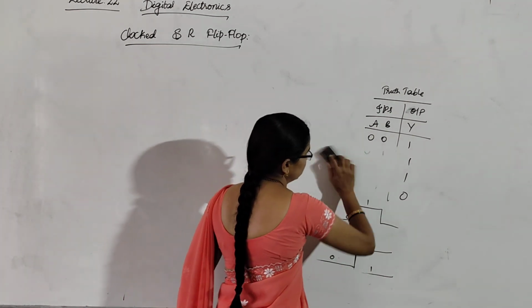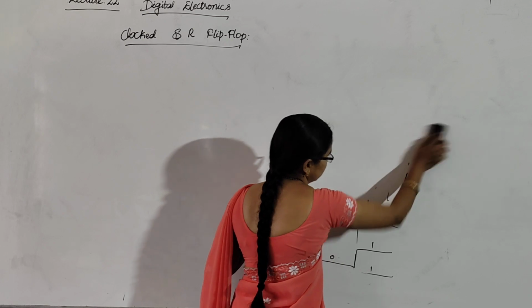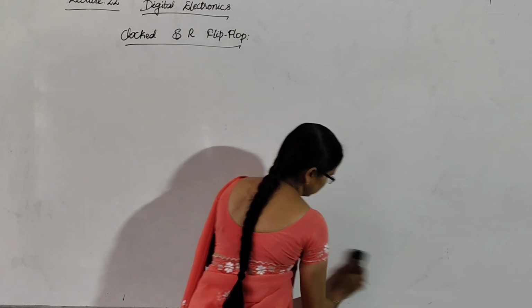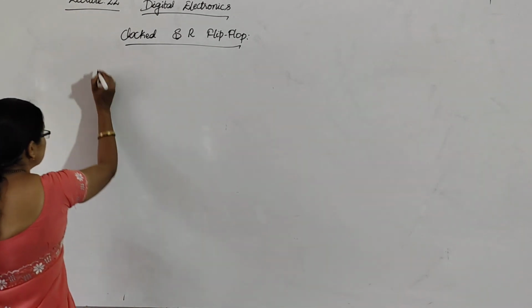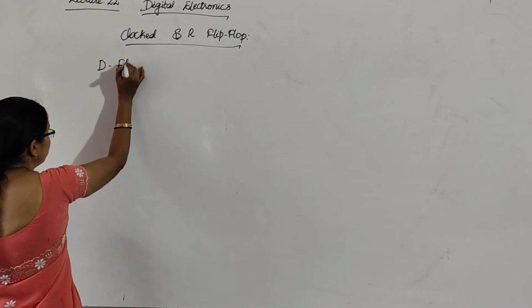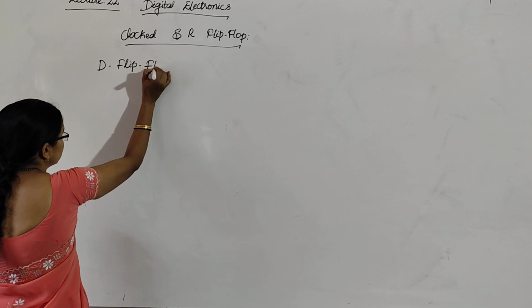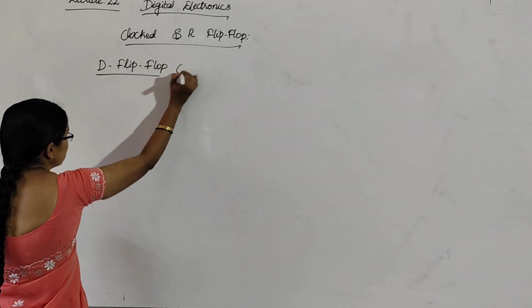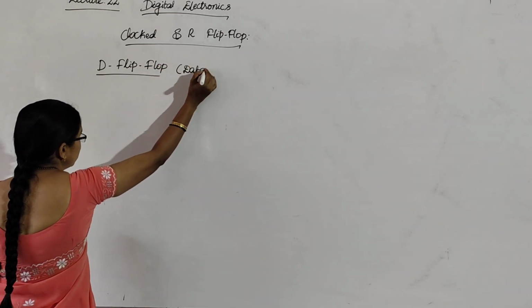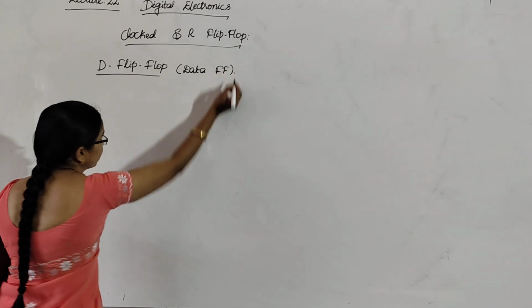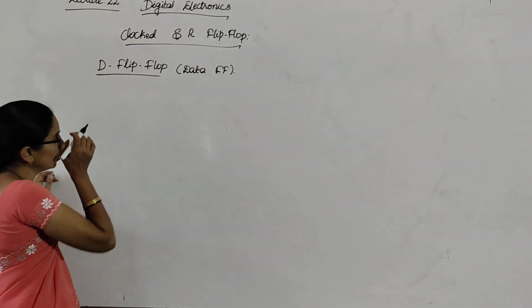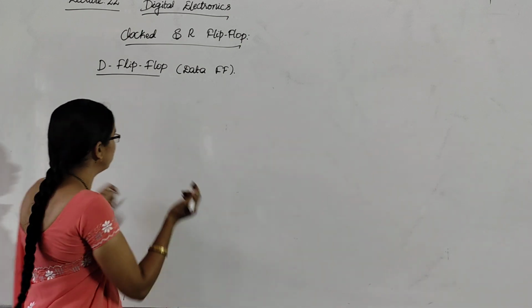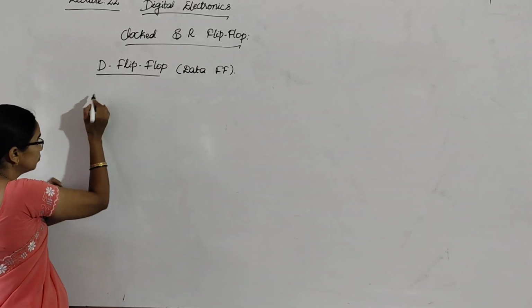To avoid that condition, they have invented one more flip flop, that is the D flip flop. It is also called the data flip flop, where D stands for data. Why is it a data flip flop? We will understand how to convert the clocked SR flip flop into a D flip flop.